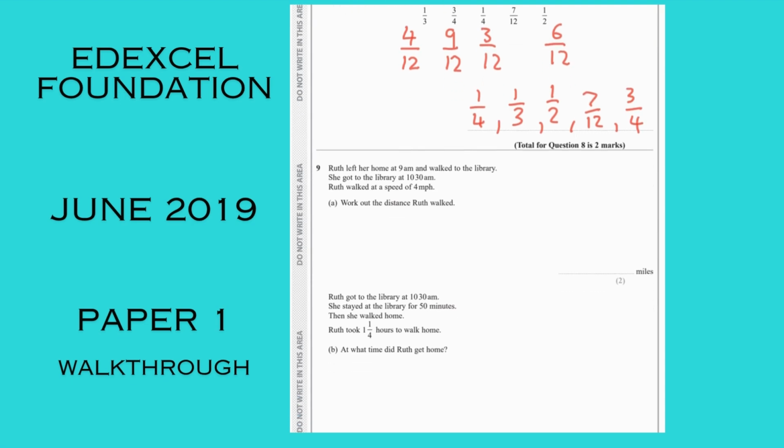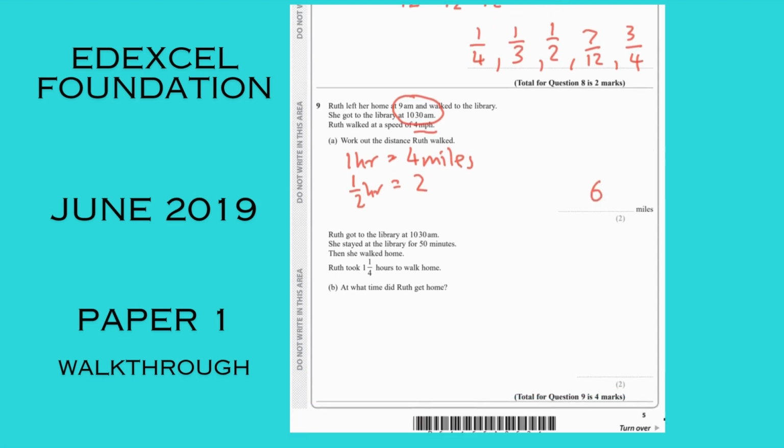On to number 9. We have Ruth walking towards the library. If you walk at a speed of 4 miles per hour, that means in 1 hour you'll go 4 miles. Now, as you can see, between 9 and 10:30 means 1 hour and half an hour. So half an hour will give you another 2 miles. So we've got a total of 6 miles for Ruth.